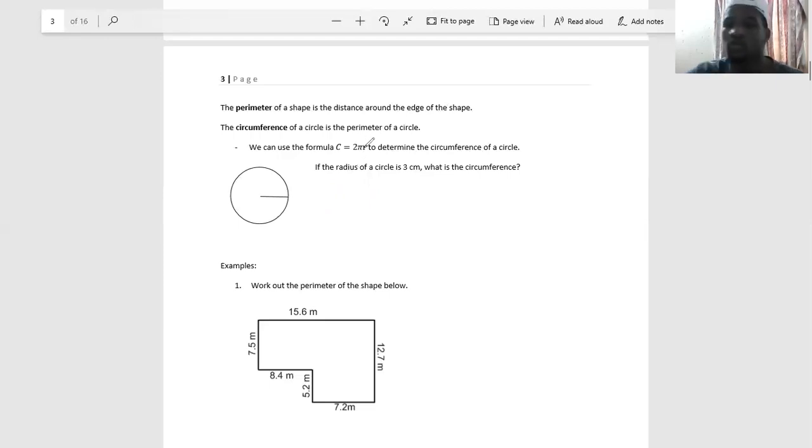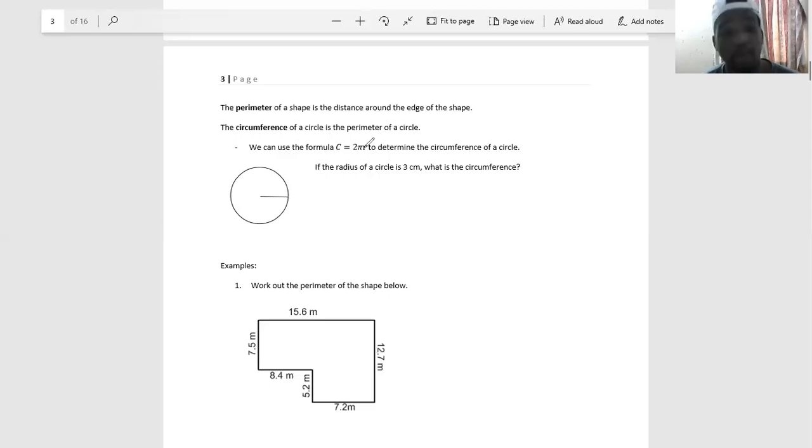You enter that in your calculator, you get the answer. And the units for perimeter, it's centimeters. There's no squared because we are not multiplying. Instead, we are adding. So it will be centimeters. If you're given millimeters, the final answer will be in millimeters.